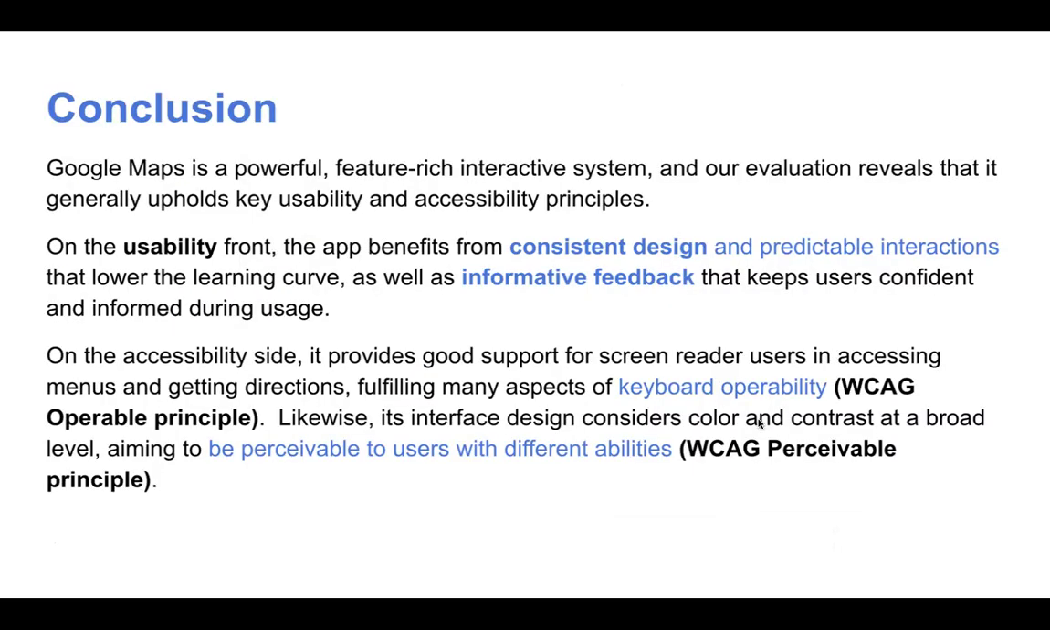In conclusion, Google Maps is a powerful, feature-rich interactive system, and our evaluation reveals that it generally upholds key usability and accessibility principles, with some areas still needing improvement. On the usability front, the app benefits from consistent design and predictable interactions that lower the learning curve, as well as informative feedback that keeps users confident and informed during usage.